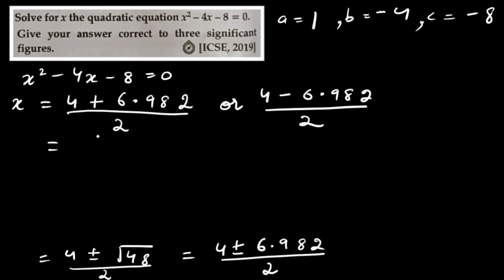So let us add these two now. 4 plus 6 is 10. So this will become 10.982 by 2. And we can divide also. If we divide, it is 2 into 5, 2 into 4, 2 into 9, 2 into 1. You can do division. So directly here I am writing.